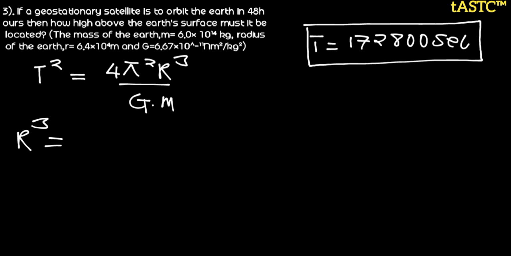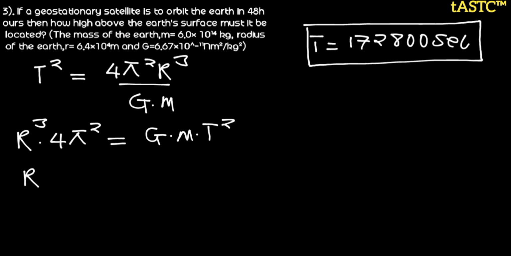This will be equal to, I just need to take it more gradually. So let us place this as r to the third, and we have 4 pi squared. And this will obviously be equal to g m multiplied by t squared. In order to find r cubed, it is going to be g m t squared divided by 4 pi squared. So this might be a big one, so I need to be very careful with this.